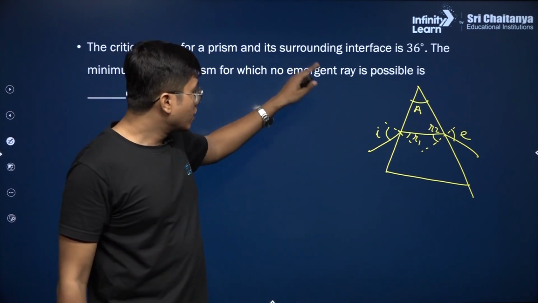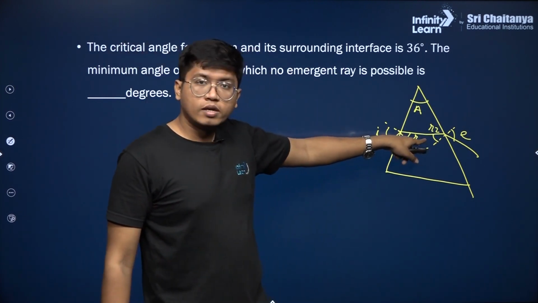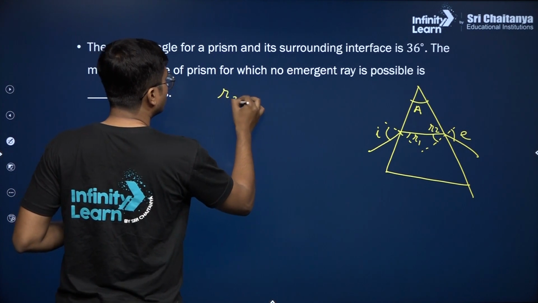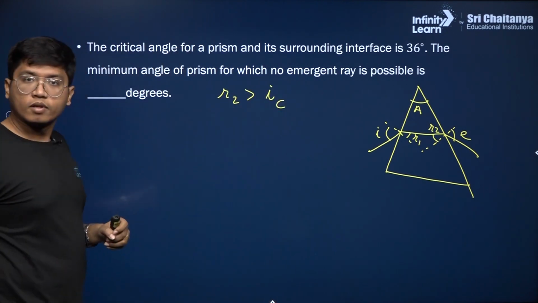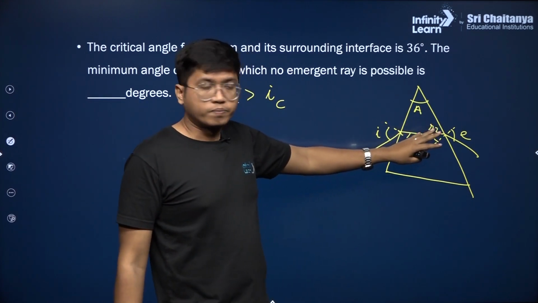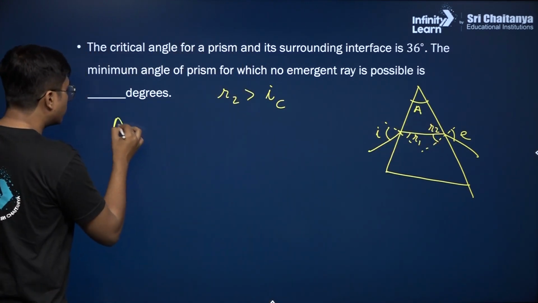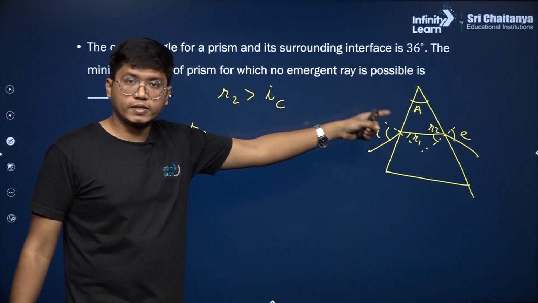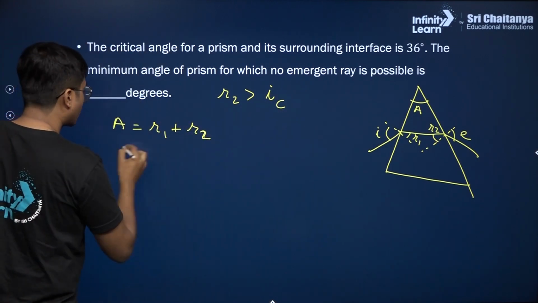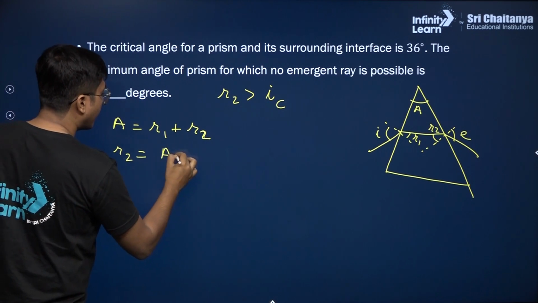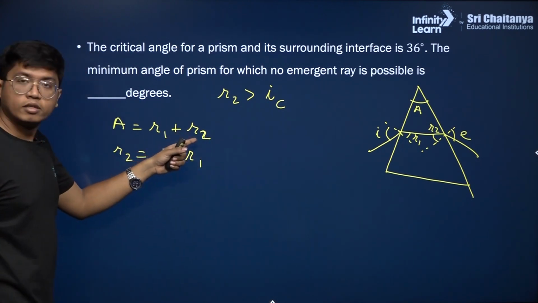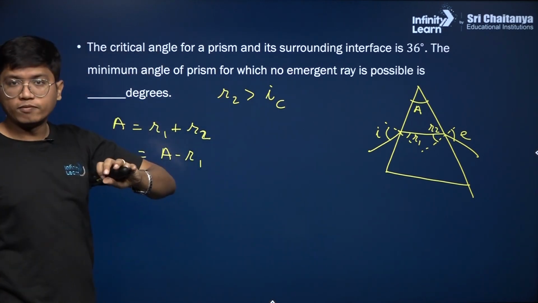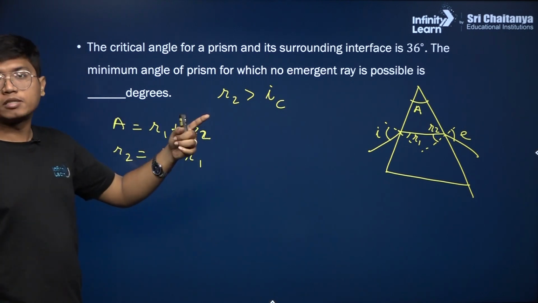So right up there we know that R2 has to be greater than IC, right? R2 has to be greater than IC. Now besides that, we also know that A is equal to R1 plus R2, that is the angle of prism is equal to the sum of these two angles over there. So R2 is equal to A minus R1. Now we want this R2 to be the minimum value possible, right? In order for R2 to be the minimum value, we want R1 to have the maximum value.